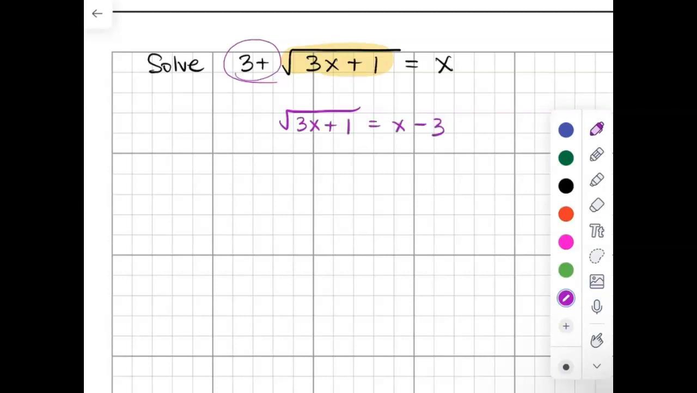Now that I have the radical isolated, I am going to try to get rid of it by raising it to whatever the index is. Since it's a square root, we're going to square both sides to cancel the square root. That leaves you whatever is inside. You cannot distribute a square onto a binomial. Instead, you're going to have to FOIL it.